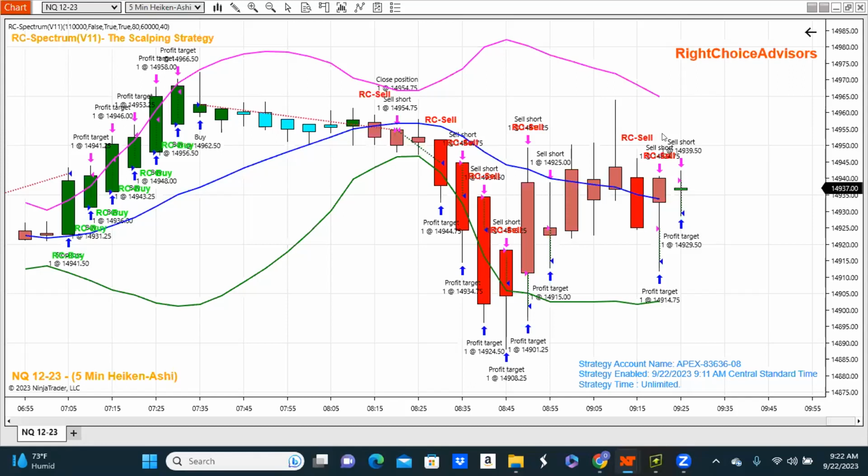Right, it already hit the target. So again, it will wait for the next candle. On the next candle, it will see whether the market is bullish or bearish and, based on that, take a position. So on the last two candles, we already made 200 plus 200, $400.